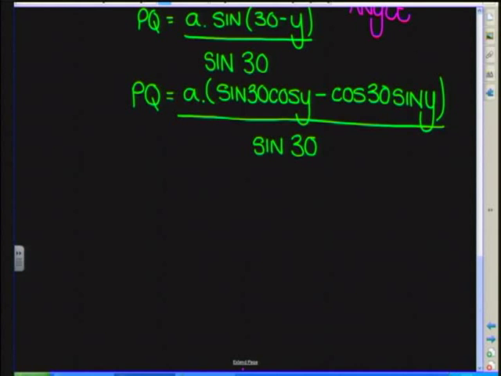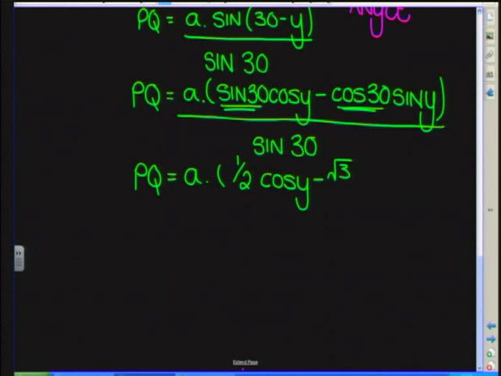Okay. I hope what you've now spotted is that I've got some special angles that I can work with over here. All right? I've got A multiplied by sine of 30, which is the special angle of a half, multiplied by cos y. And cos 30 is root 3 over 2 multiplied by sine y. And this is all over sine of 30, which in fact is also a special angle. So let's take that out. It's a special angle of sine of 30, which is a half.